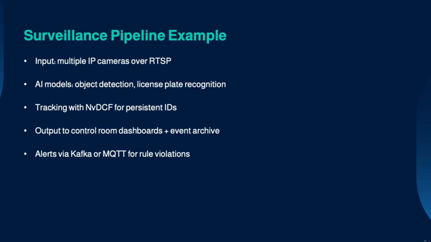In a surveillance use case, inputs usually come from multiple IP cameras streaming over RTSP. You might chain an object detection model with a license plate recognition model for vehicle tracking.